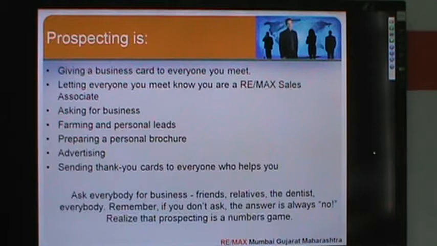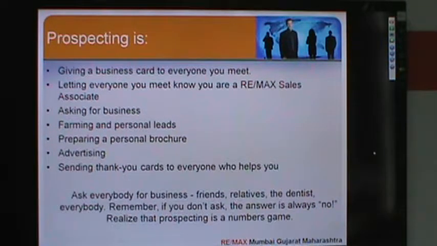So prospecting is giving a business card to everyone you meet. Whenever you give a business card to someone, you are not just taking one card out of your pocket, you are doing prospecting. Letting everyone you meet know that you are a remote sales associate, asking for business, farming and personal leads, preparing a personal brochure, advertising, sending thank you cards to everyone who helps you. All this is prospecting.